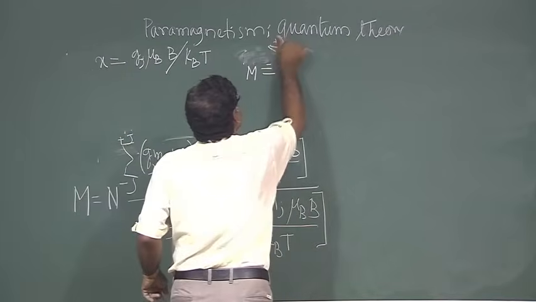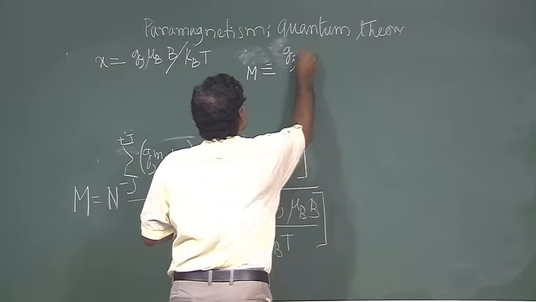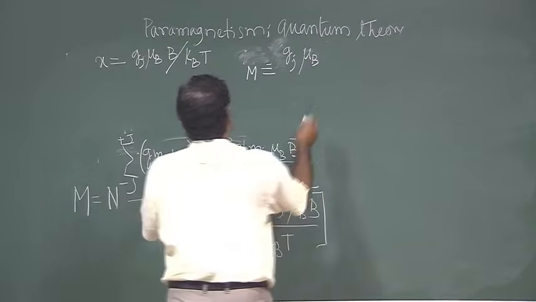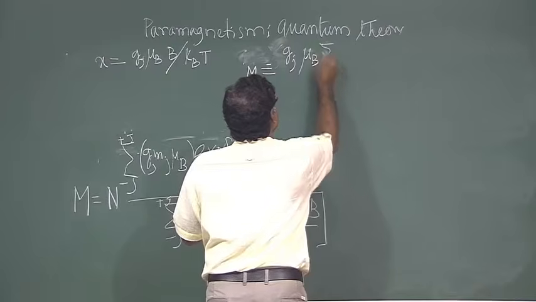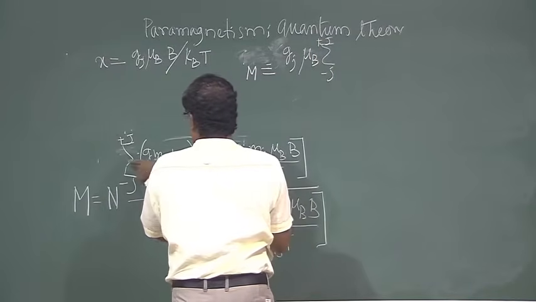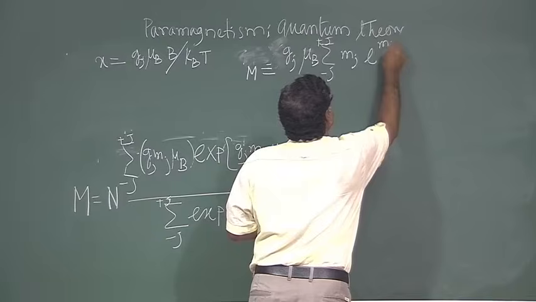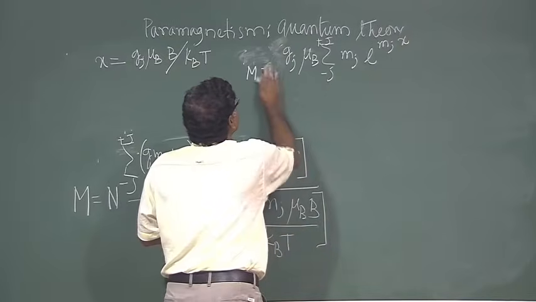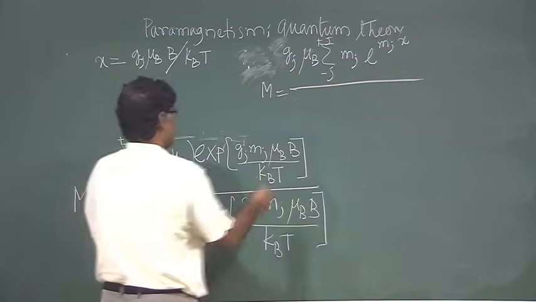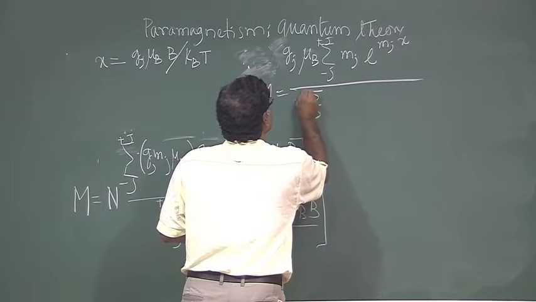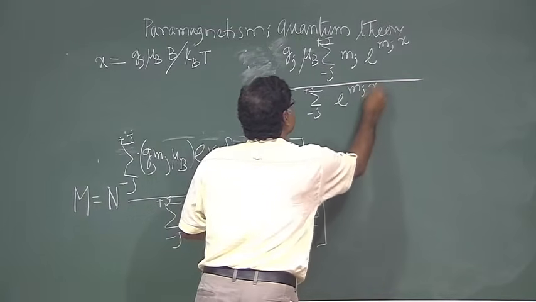So, I can take out gj mu B from here, and then put the sum over mj from minus J to plus J of mj e to the power mj x, divided by the sum over mj from minus J to plus J, which will give me e to the power mj x.